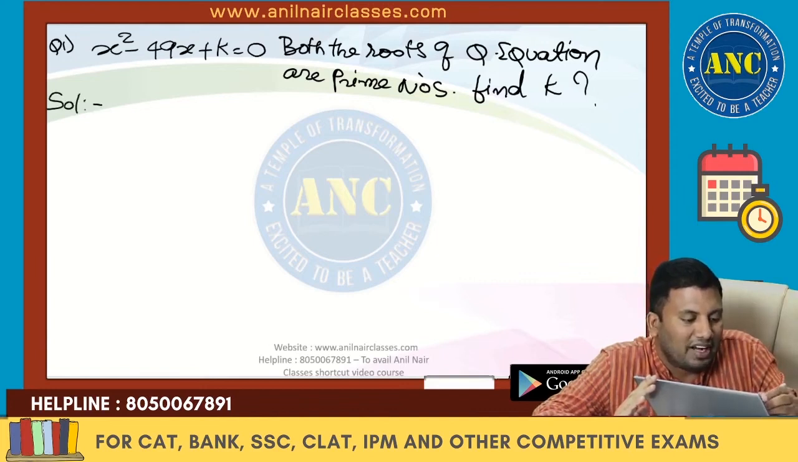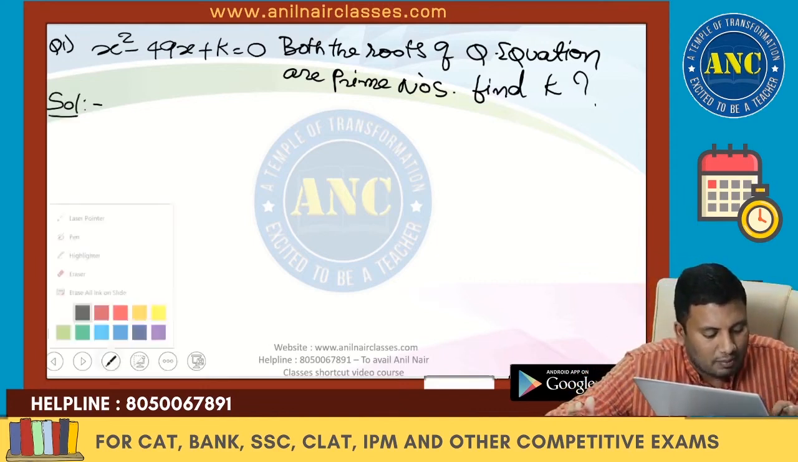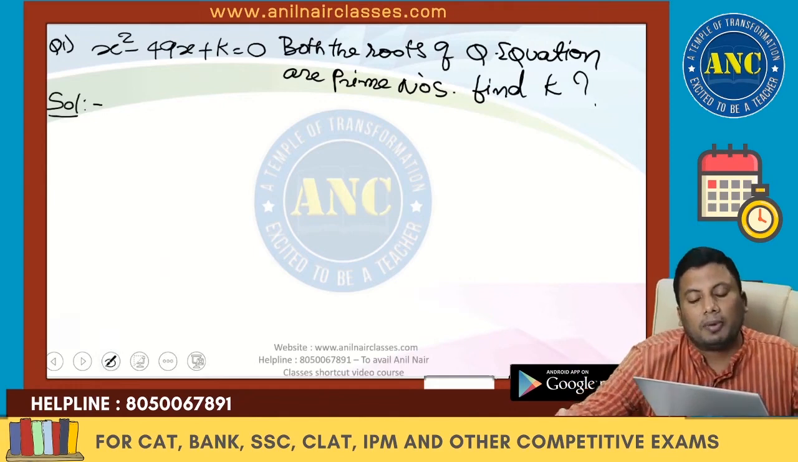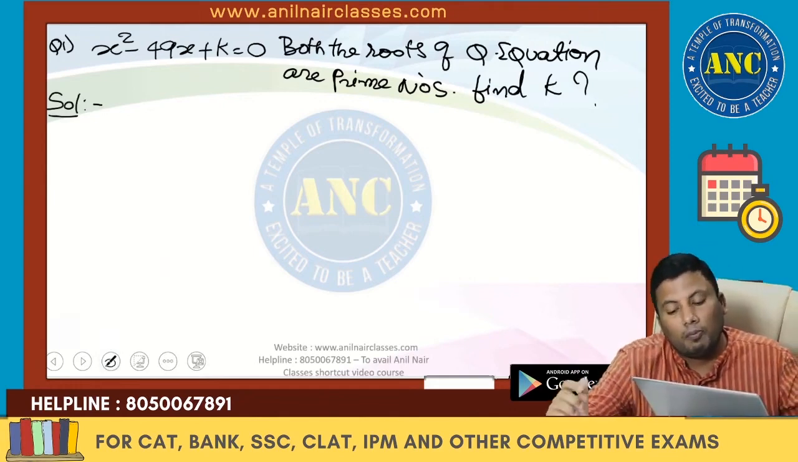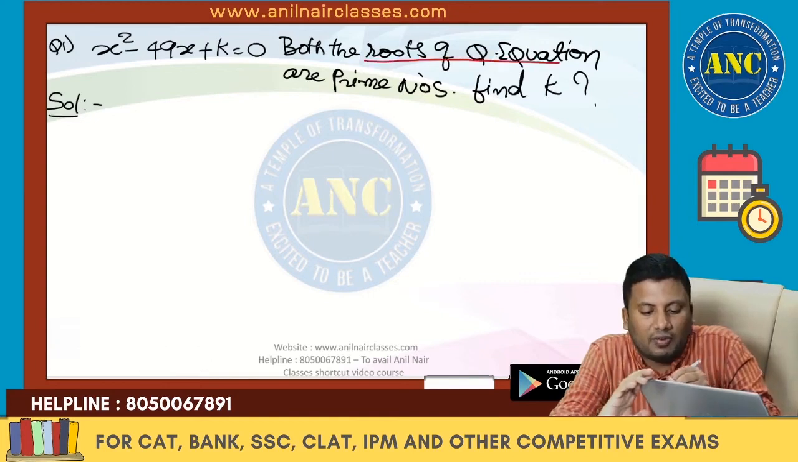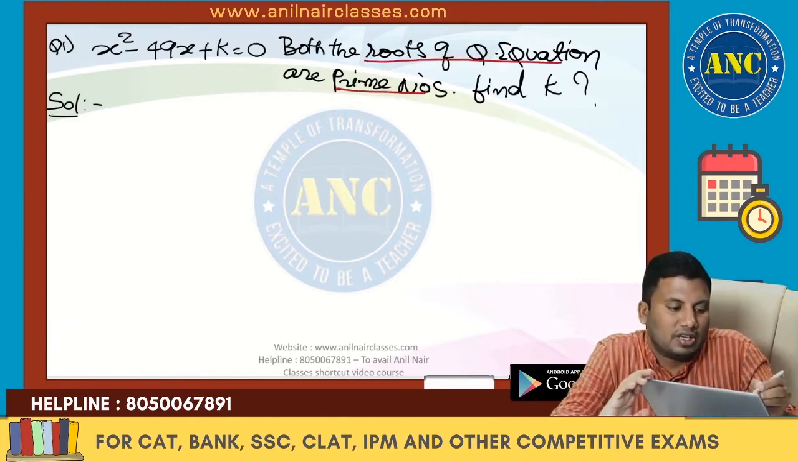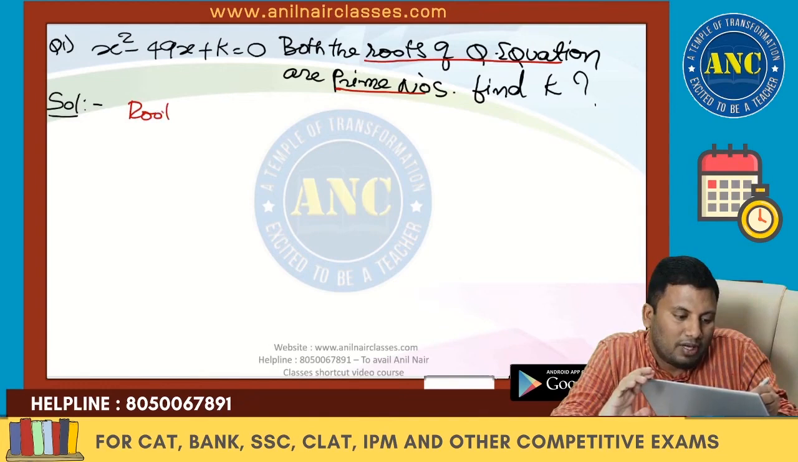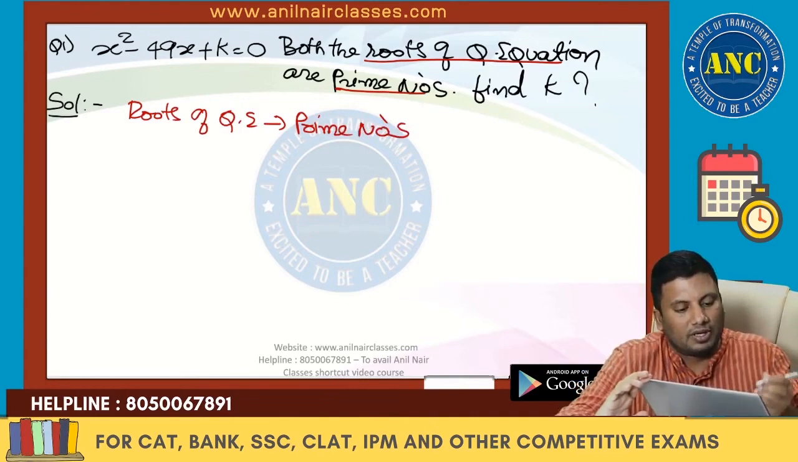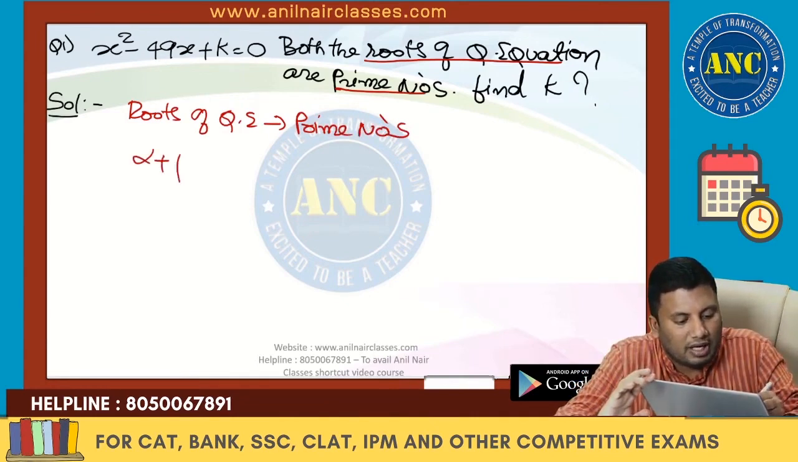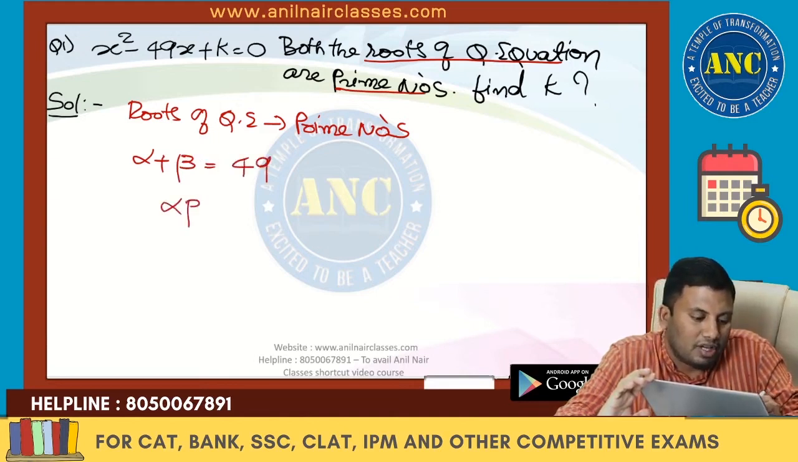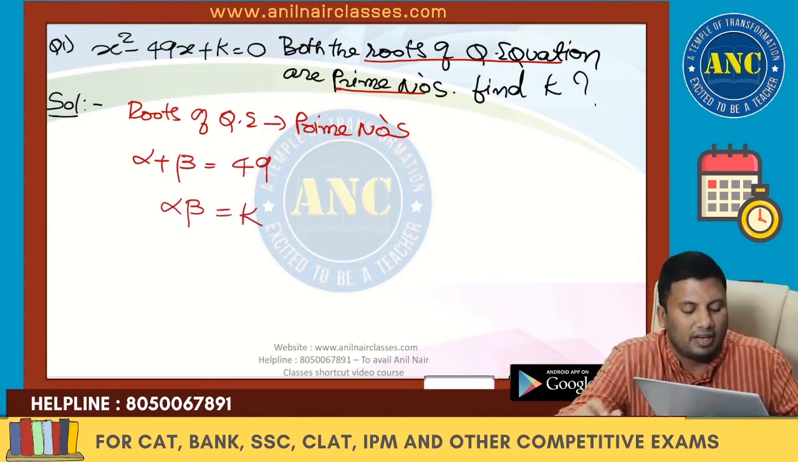There is a quadratic equation x square minus 49x plus k equivalent to 0. Both the roots of the quadratic equation are prime numbers. The root cause of this problem is that the roots are prime numbers. So alpha plus beta, the sum of the roots, is 49. The product of the roots is c by a, which is k.